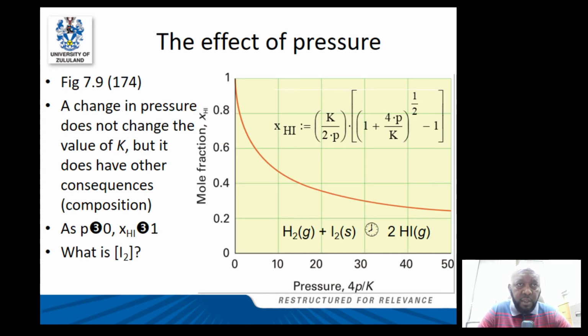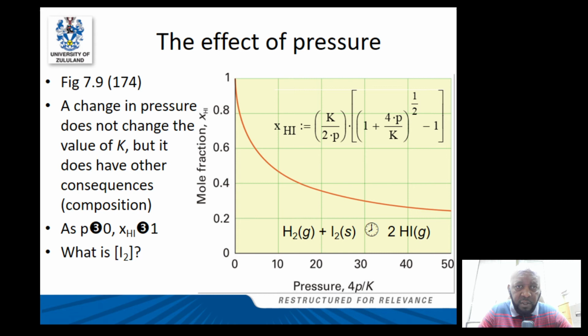Okay, ladies and gentlemen, let's move forward. So when we move forward, we want to look at the effect of pressure on the equilibrium conditions. A change in pressure does not change the value of the equilibrium constant, but it does have other consequences on the composition. I think you can read through this in the textbook.